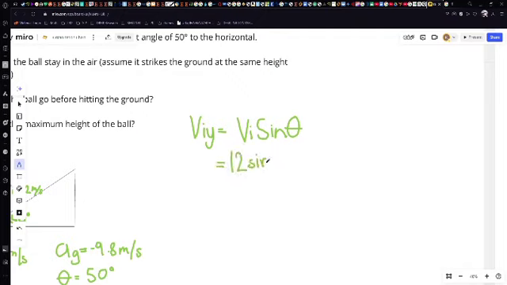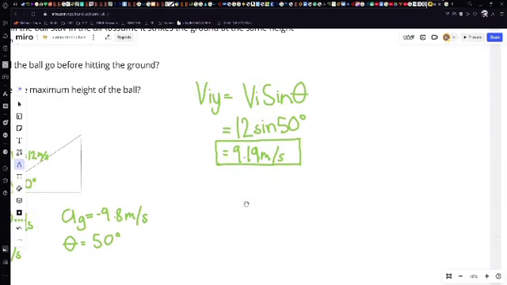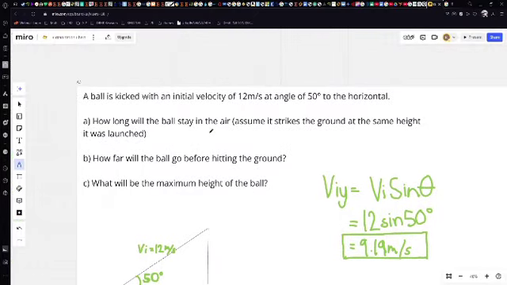12 sine 50, and that would give us a number of 9.19 meters per second. Thus it serves as our Viy component.